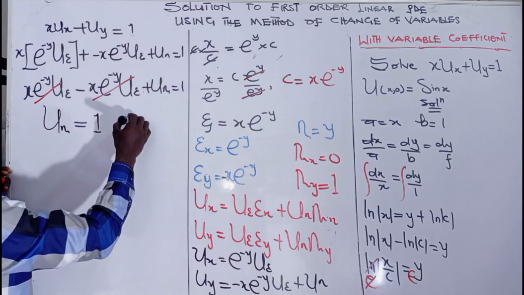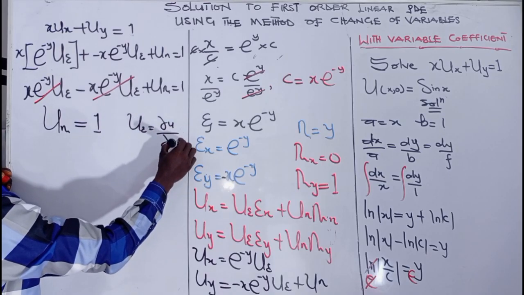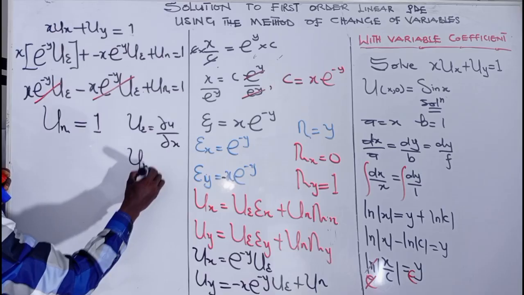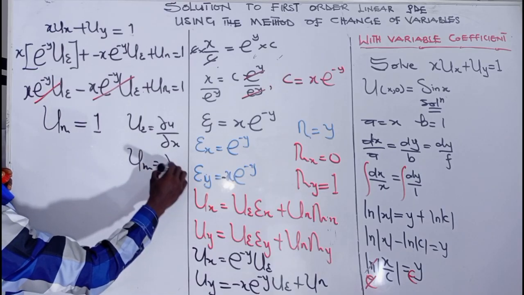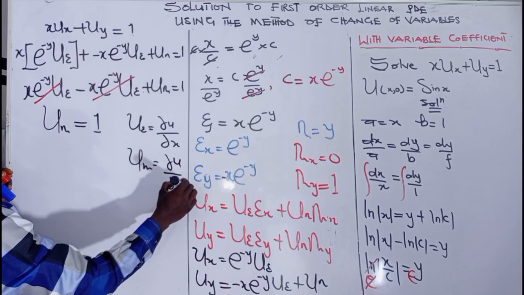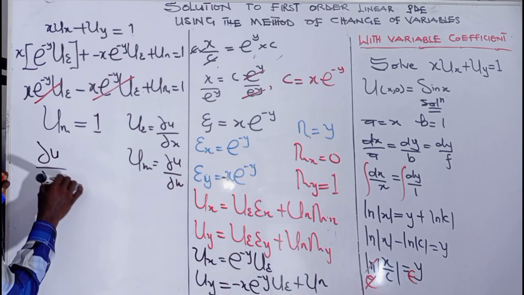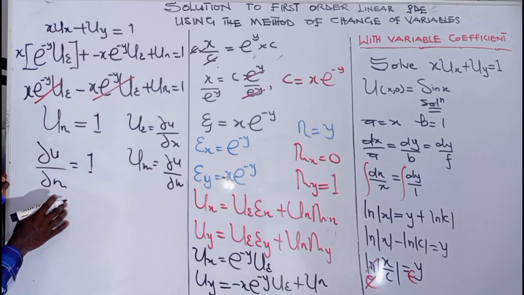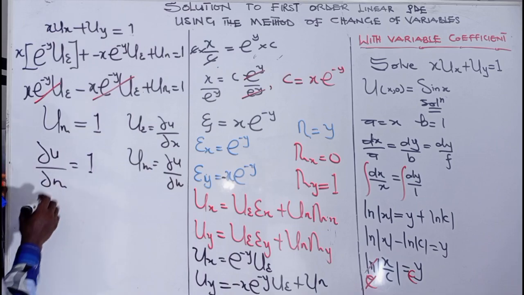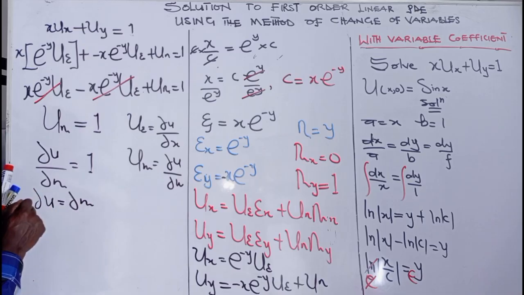You know that if you have ux, you can write it as del u del x. Therefore, if you have u eta, you can write it as del u del eta. So we are going to write this as del u del eta is equal to 1. Now we can separate it into del u is equal to del eta. Then from here we can integrate.